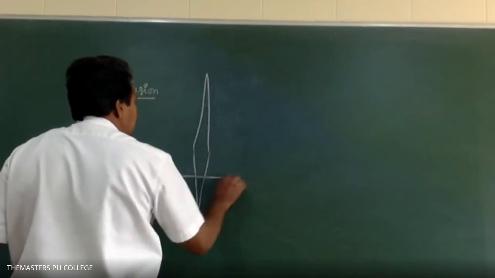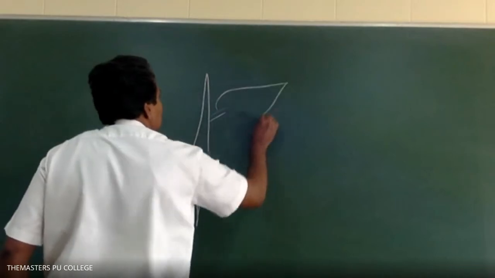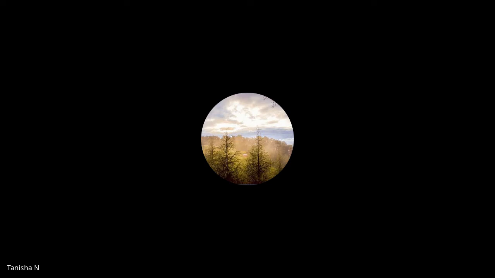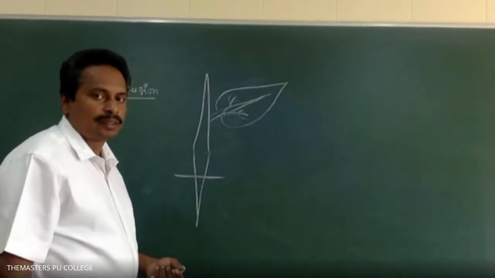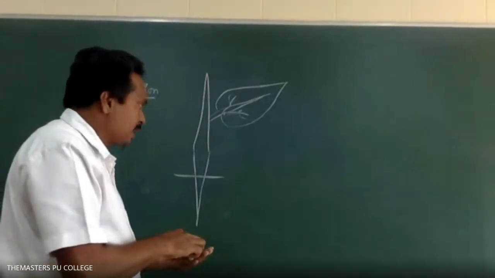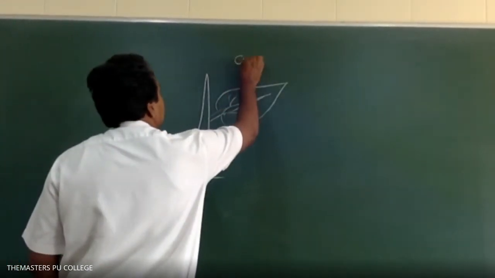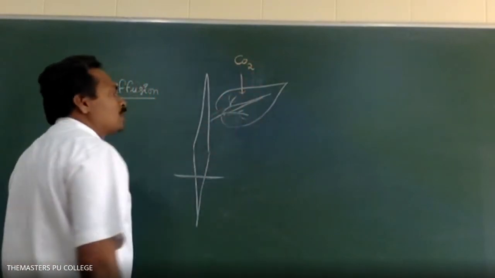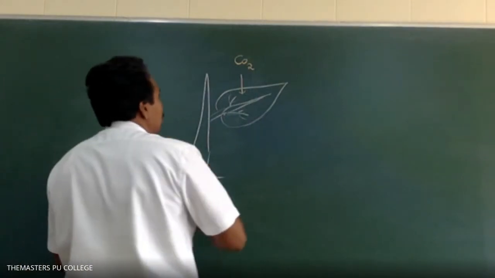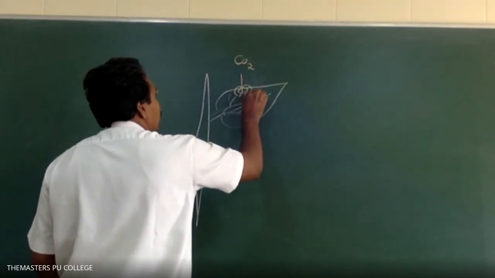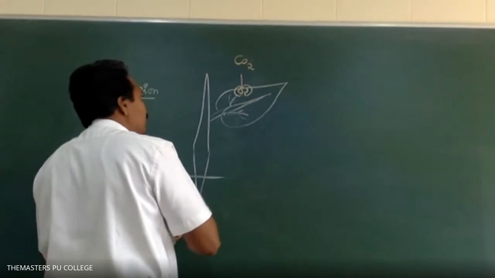In the photosynthesis process, what is required for photosynthesis? Sunlight, water, carbon dioxide. So the atmospheric carbon dioxide enters the leaves through stomata. Which process is useful for obtaining carbon dioxide? The diffusion process.